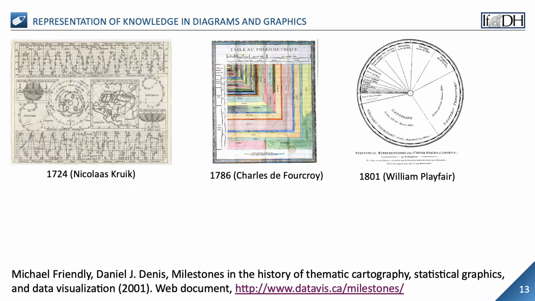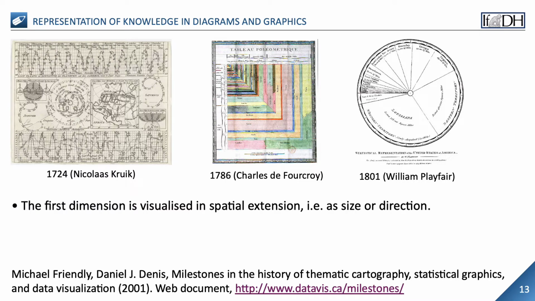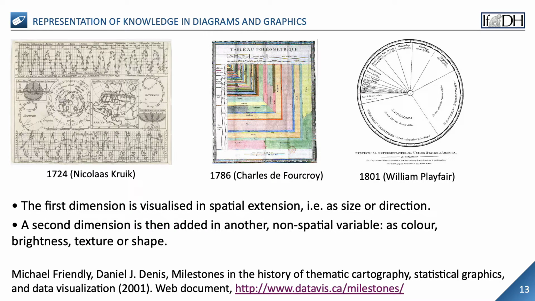Let us look at a few examples. Already the first line graph in 1724, the first bar chart in 1786, or the first pie chart in 1801 transferred the measured values to the area and represented the ratios as geometric relationships. This is still true today. The first dimension is usually visualized in spatial expression, that is, as a quantity or direction. A second dimension is then added in another, non-spatial variable, such as color, brightness, texture or shape. This is especially the case when the data is to be compared with each other, divided into groups.